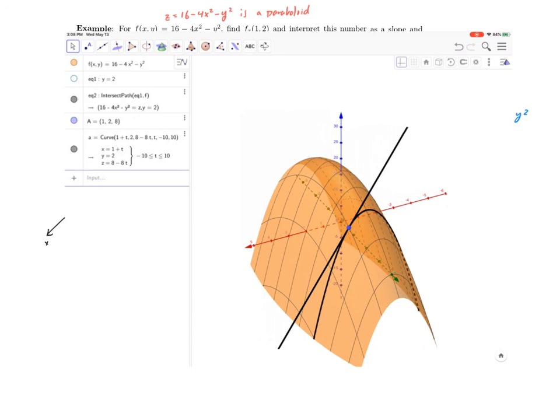In the next video, we will investigate some further examples, specifically things related to higher order partial derivatives and implicit differentiation.